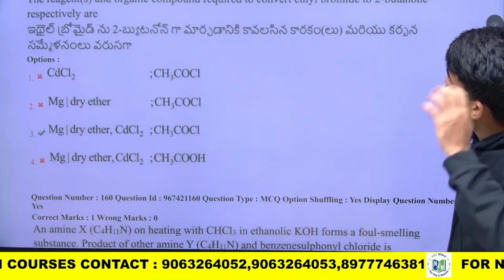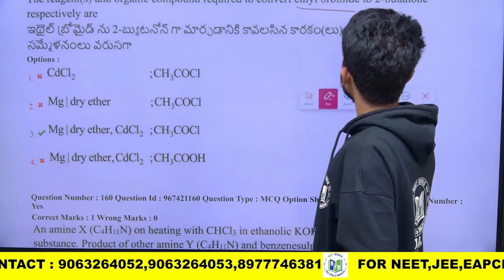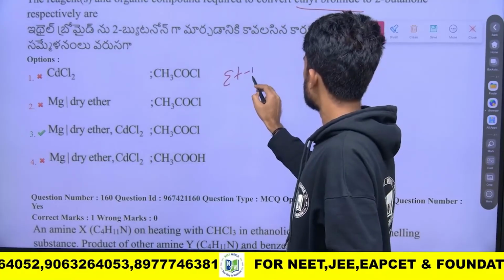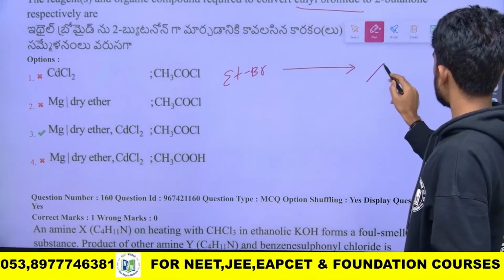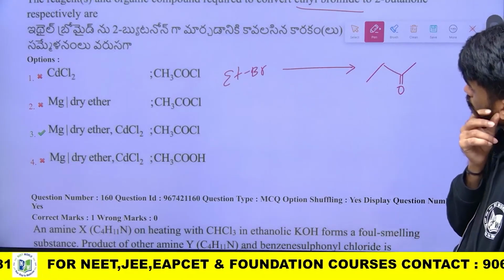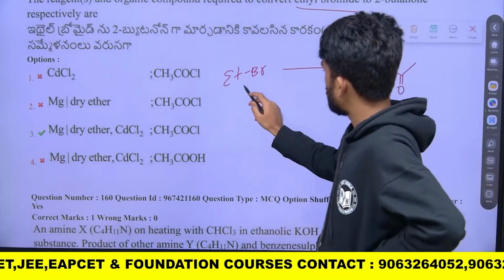Okay. So the reagent and organic compound required to convert ethyl bromide, let us say, to 2-butanone. So this is 2-butanone. So how do we convert here? What are the reagents we can use? Okay, so ethyl bromide is there.